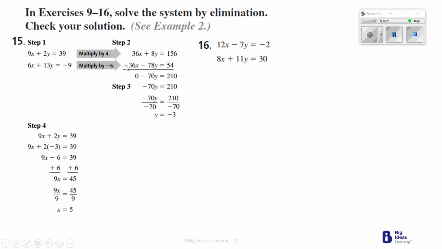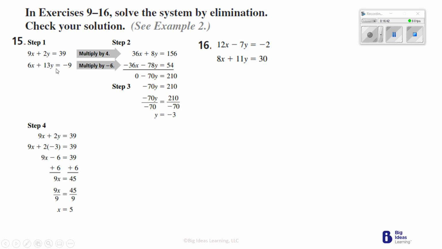Wow, what huge numbers. And negative 36x minus 78y equals 54. Now, these are eliminated because 36x minus 36x is going to be 0. And that leaves us with negative 70y equals 210. I'm going to divide negative 70 away, and that's going to give me a negative 3 for y.